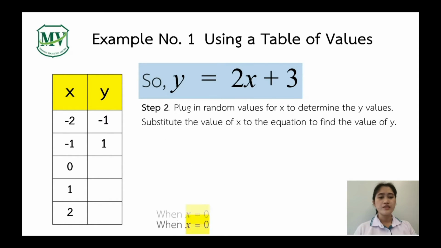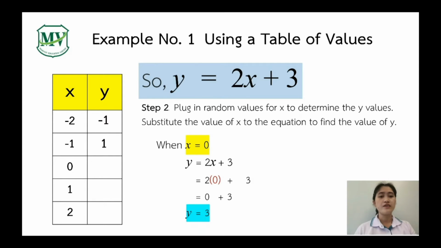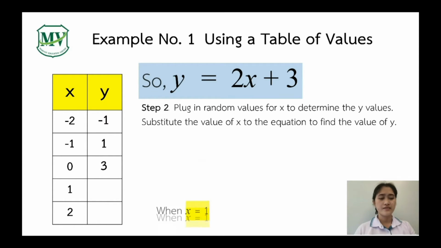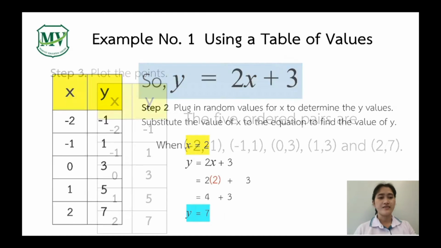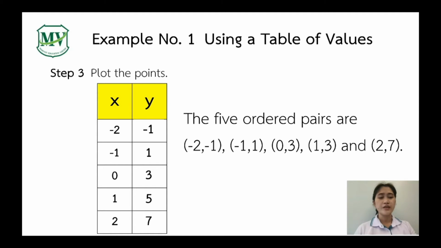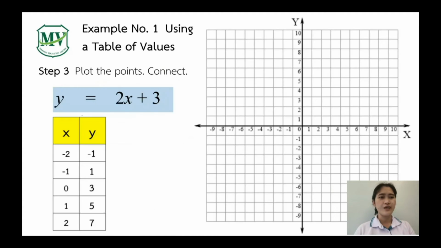Next, when x equals 0, any number multiplied by 0 is 0. So 0 plus 3 equals 3. Next, when x equals 1, 2 times 1 equals 2. 2 plus 3 equals 5. Last one, when x equals 2, 2 times 2 equals 4. 4 plus 3 equals 7. As easy as that. Now that we've completed our table of values, I'm so excited to graph it in our coordinate plane. Now let's start.